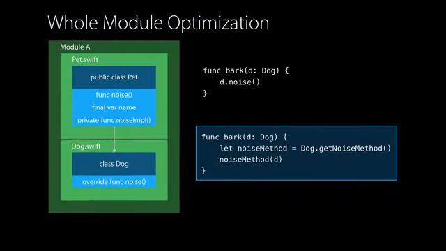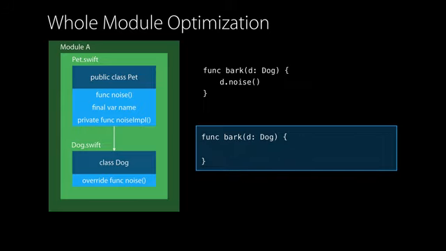But when we have whole module optimization enabled, the compiler has module-wide visibility. It can see all the files in the module together. And so the compiler is able to see, well, no, there are no subclasses of dog. And so the compiler can call noise directly on instances of class dog.